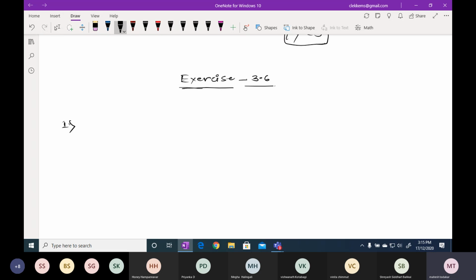Now, here total 8 problems are there. Among that, I'll solve 5. You can solve 3. Choice is yours. Which one I need to solve, you can tell, and the remaining you can solve. The remaining are homework to you. Okay.